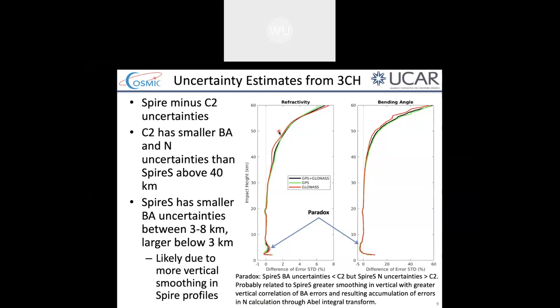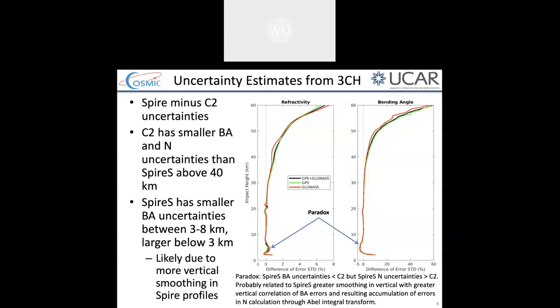A little bit different view. This is now the Spire uncertainty minus the Cosmic 2 uncertainty estimates, again, for black being GPS and GLONASS, red being GLONASS, and green GPS only. So, up high, the Spire uncertainties were clearly bigger. So there's the positive curve. And then they start to become fairly close to 0 at 30 kilometers or below.